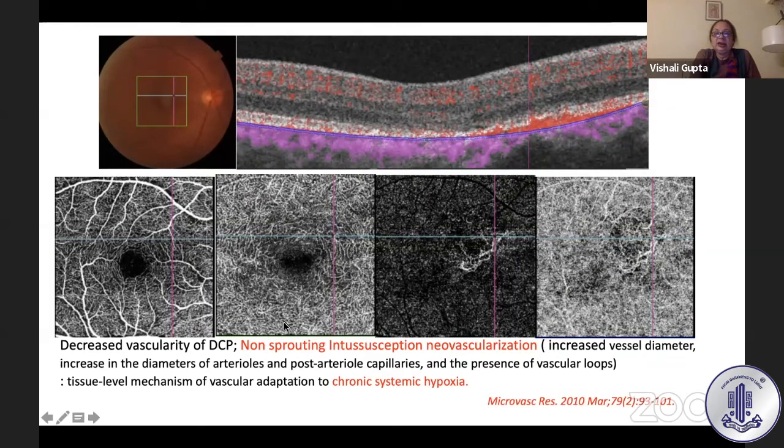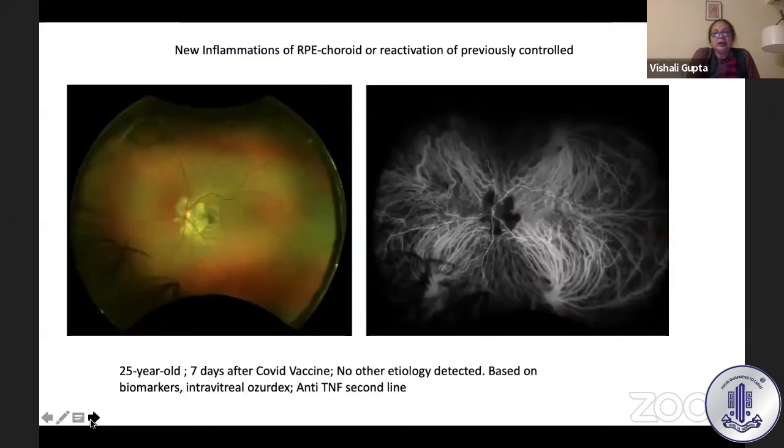In the same patient, we also found new vascularization, which is very different from the new vascularization we usually see. It's more of a non-sprouting intussusceptive new vascularization that has been reported in 2 animal models back in 2012, and mostly in viral inflammations in rats. So I'm going to scan more of my patients for this.